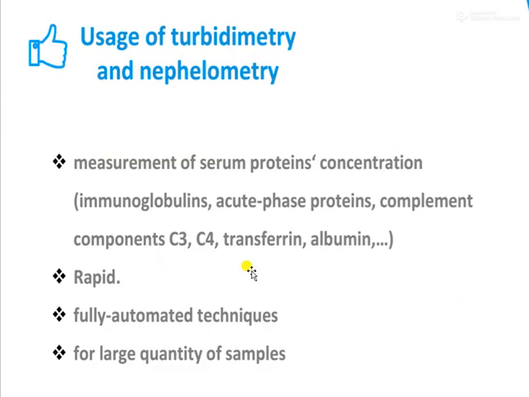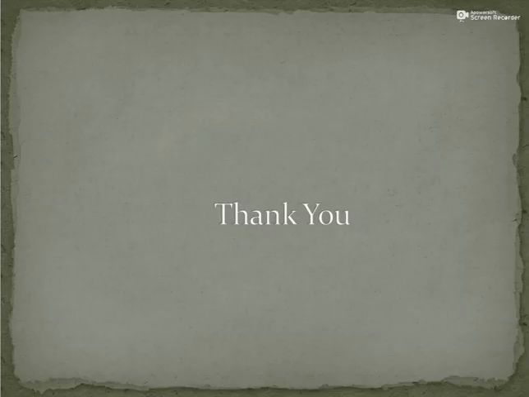Turbidimetry and nephelometry have been used for the measurement of serum protein concentrations, and they are found to be rapid techniques. Fully automated techniques are there, and you can also use them for a large quantity of samples. So with this, we come to an end of the antigen antibody reactions, specifically the precipitation reactions. Do see the part 2 video also, because the part 3 video of antigen antibody reactions is a continuation of part 2.